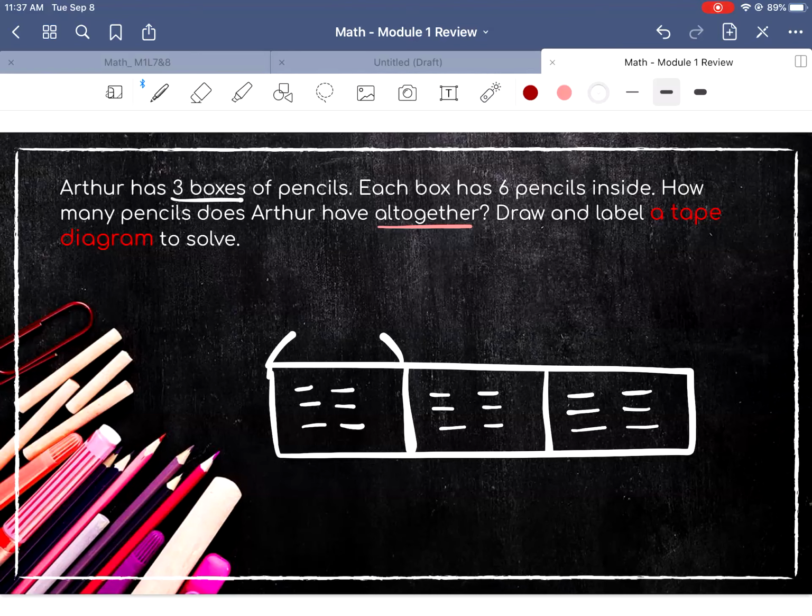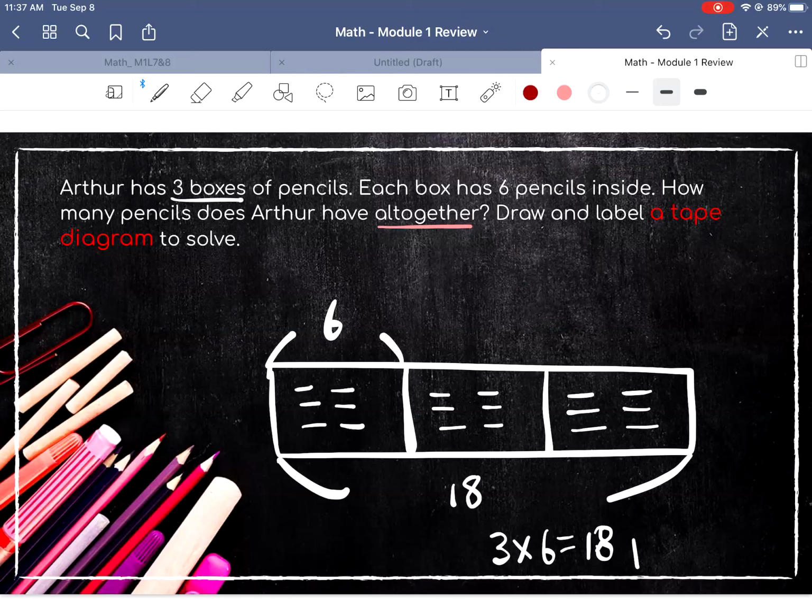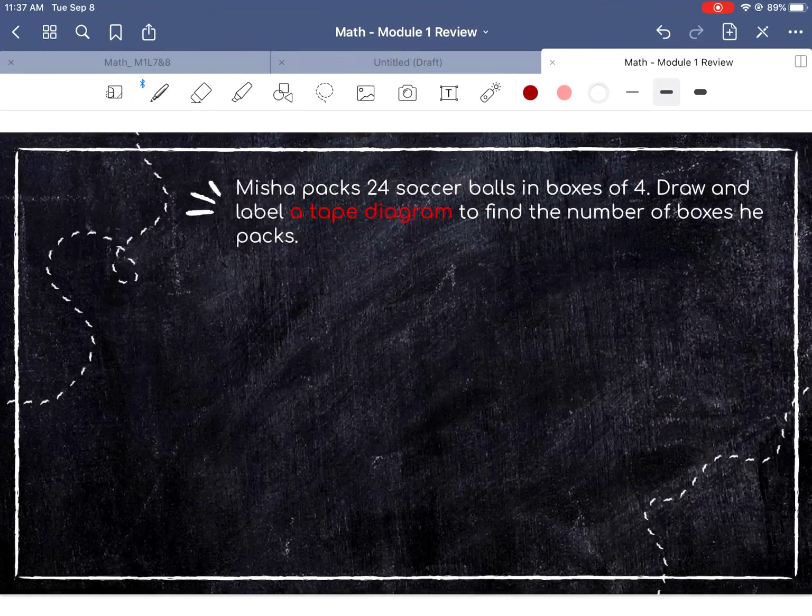And I'm going to label it. There are 6 pencils in each box. And in total, there are 3 times 6, which is 18. So I'm going to put 18 down here and say 18 pencils. Let's move on to the next question.